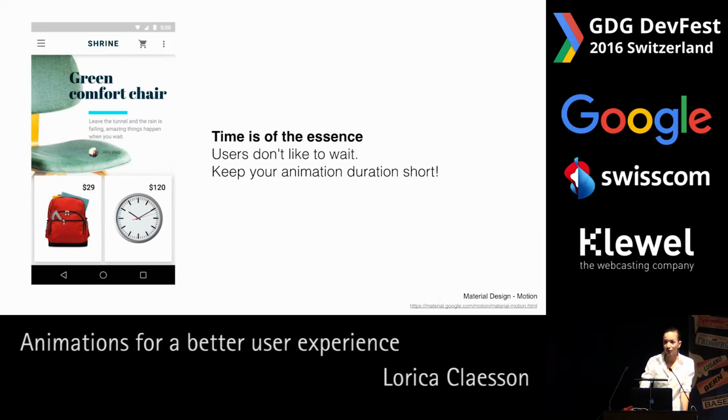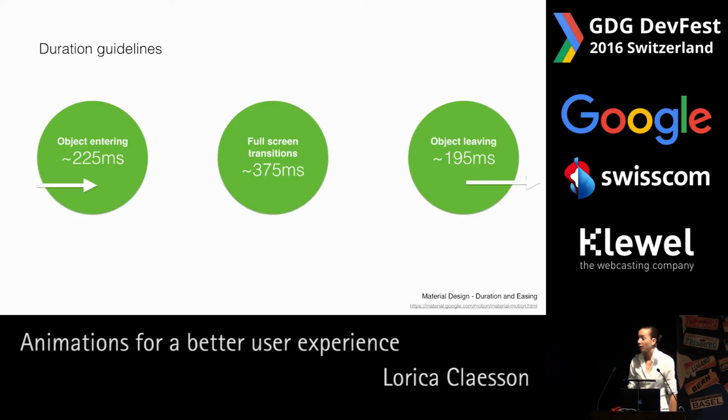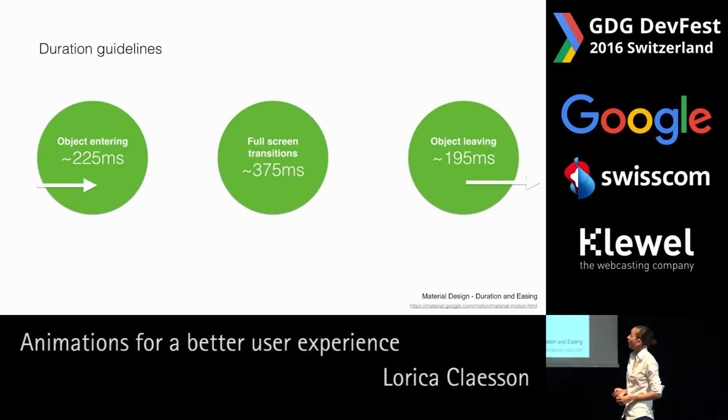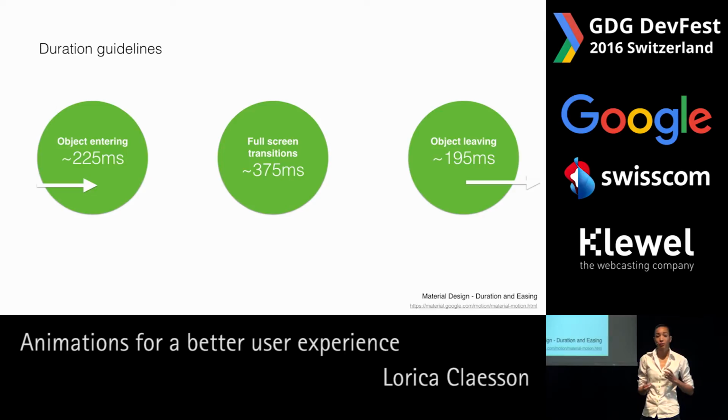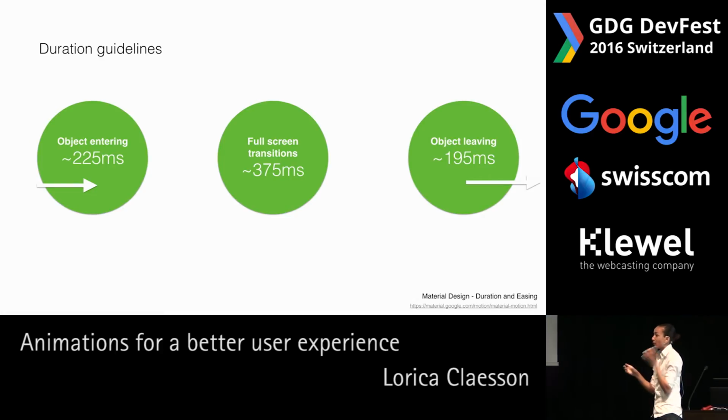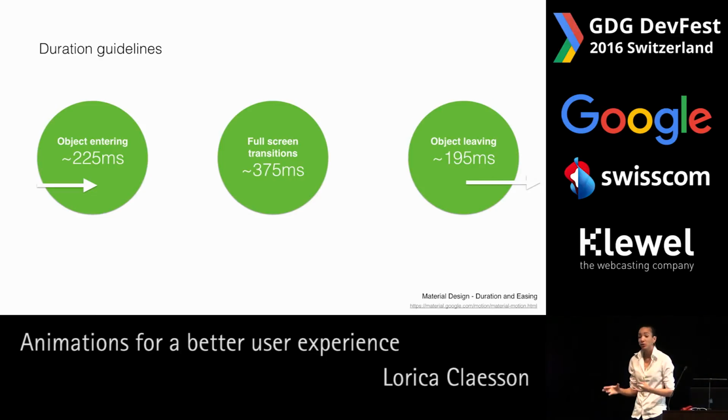And not just saying that they should be quick, I actually have some numbers from Material Design that are really important, just so you get a sense for how fast these animations should be. Depending on what you're animating, there are different guidelines. So if an object is entering, you need 225 milliseconds for the user to be able to register it and for it not to feel slow. If you do a full screen transition with lots of elements that are changing, you have about 375 milliseconds. But if the object is leaving, it's only 195.